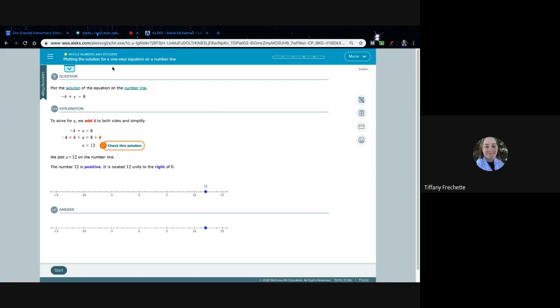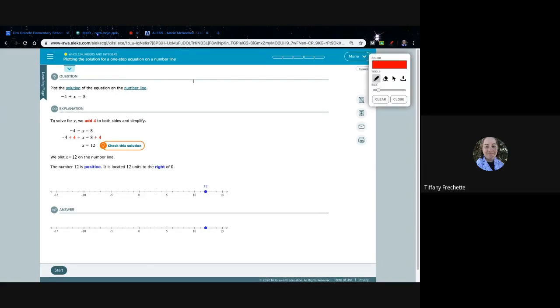All right, so the titles do give you quite a bit of information about what you're going to be doing. So it says plot the solution of the equation on the number line, which is pretty much exactly what the title of the video is. And then it gives us this equation here. So then they start solving for x.